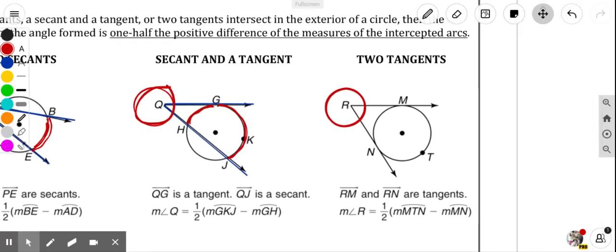And then the last scenario is if you have 2 tangents. Again, notice we have our 2 tangents intersecting outside that circle. Here are the points of tangency. So there are 2 arcs that are created. There's MTN, and then there's MN. Notice that in this scenario, the 2 arcs that are created do add to 360, so that will come into play after. But again, if I took MTN and subtracted MN, divided by 2, I would get angle R.